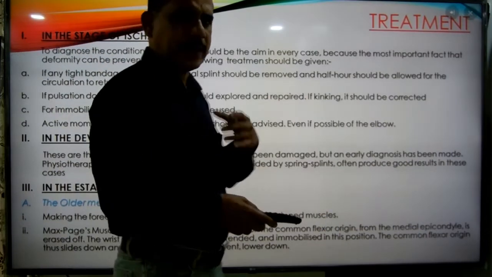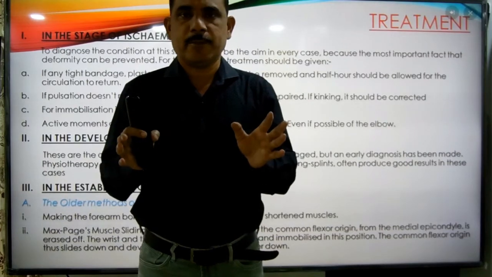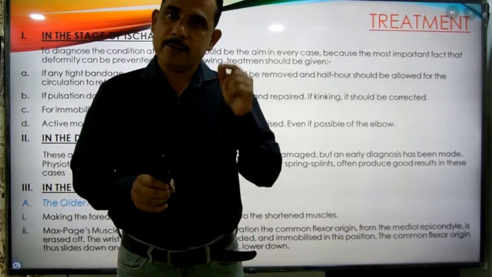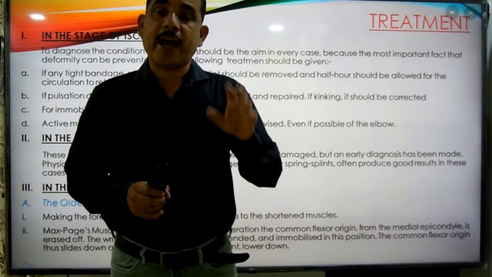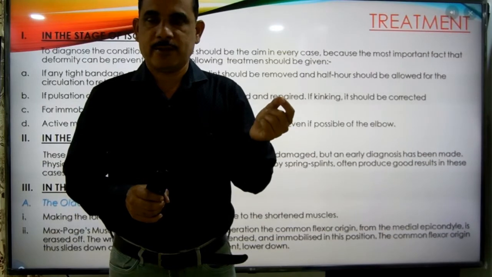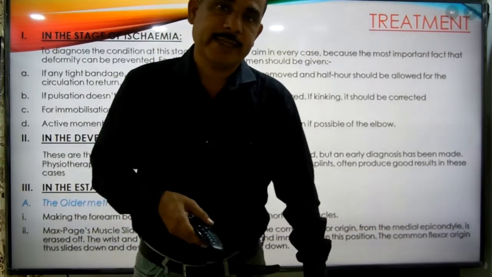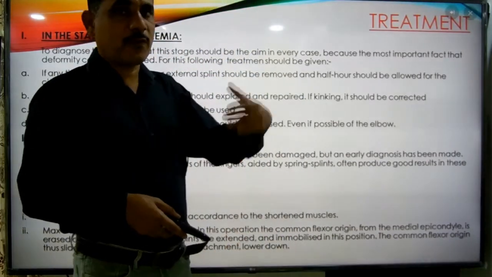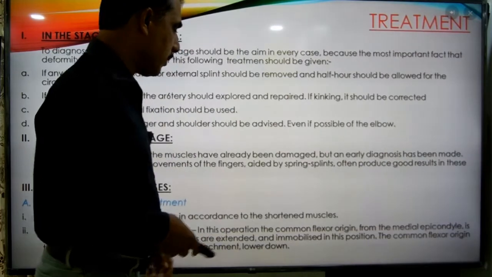In the developing stage, muscle has been damaged there, but the damage has not extended that much. It doesn't require the usual surgery. Only physiotherapy, active movements of the part and the use of spring splints are needed, and correction can be done there, isn't it? Because the damage is not far advanced, the fibrosis is not expressed that much. Active movements also will be sufficient.